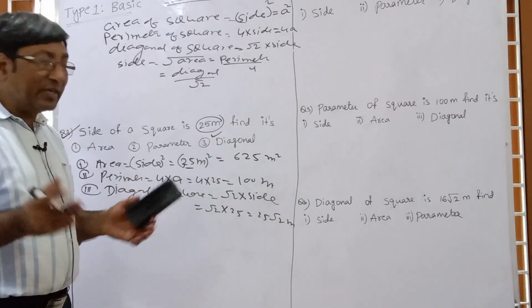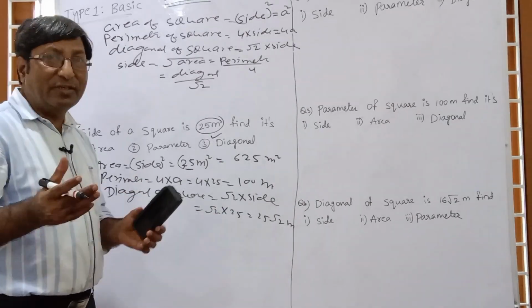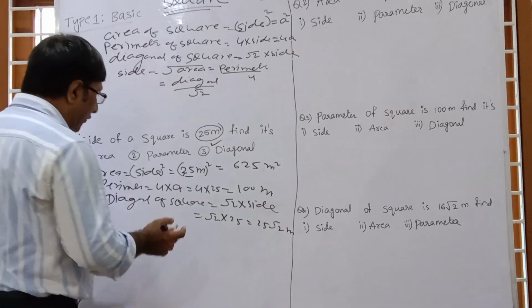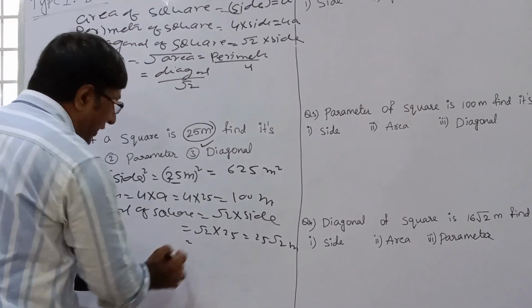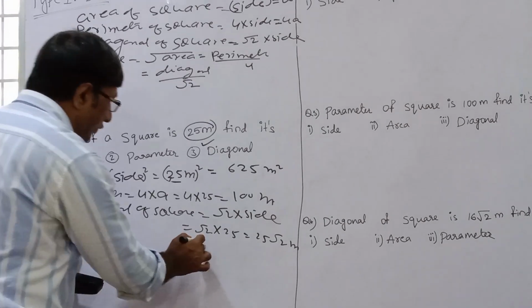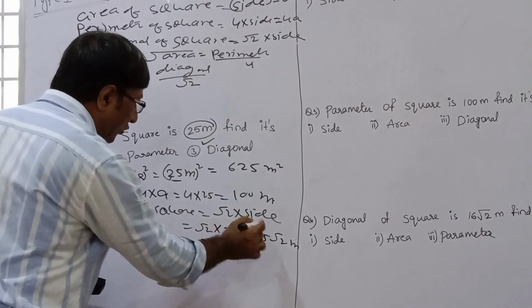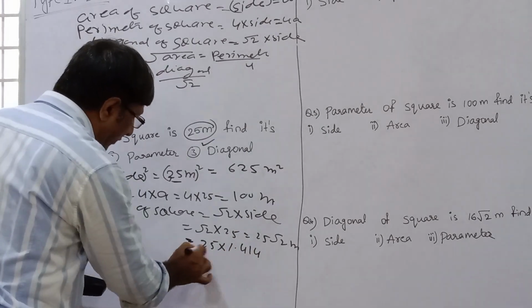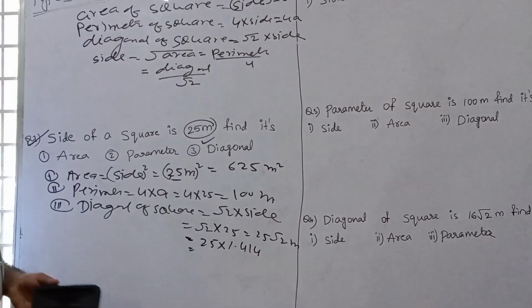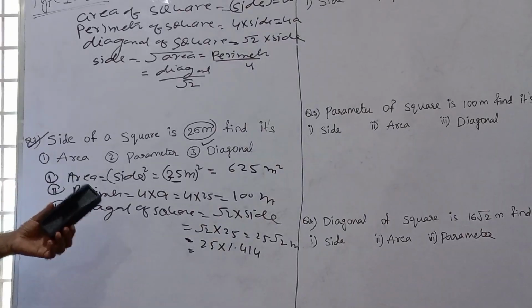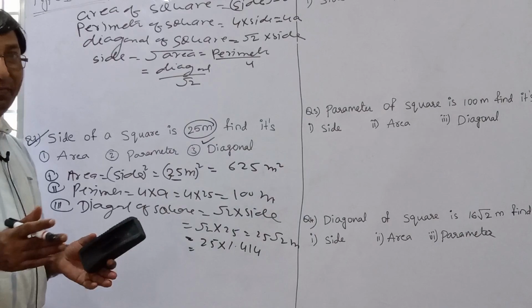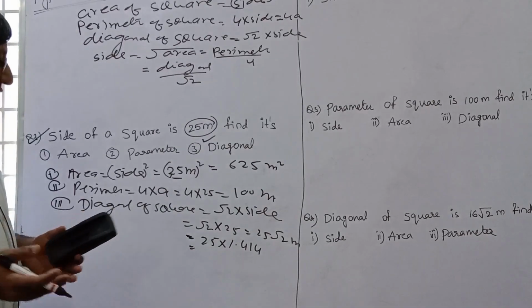If there is an option, and in the options the answer is in decimal, then you have to change this number into decimal. So you know well that root 2 is 1.414. So you can use 25 into root 2 value 1.414. So now we have to multiply this number by 25. We have already discussed the technique. How can we multiply any large number in a good way, in an easy way, in a short way?